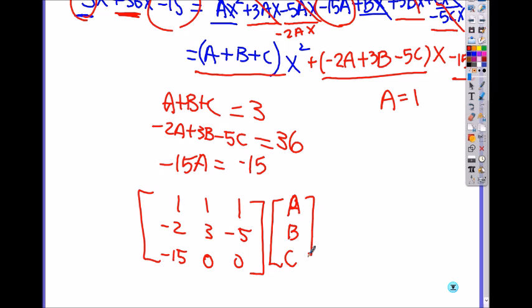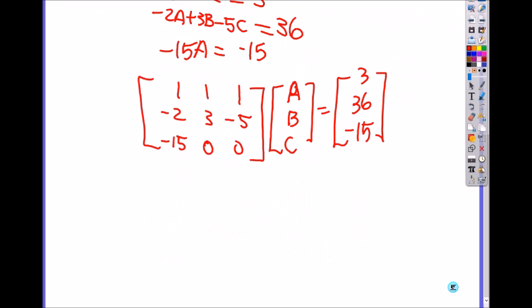Okay? If you just rewrite this in the matrix form, it is times A, B, C. You multiply by A, B, C. You sandwich it, right? You go from here to this way. And that equals to 36, 36, negative 15. So then what do I need to show? What do we need to do to solve for ABC?